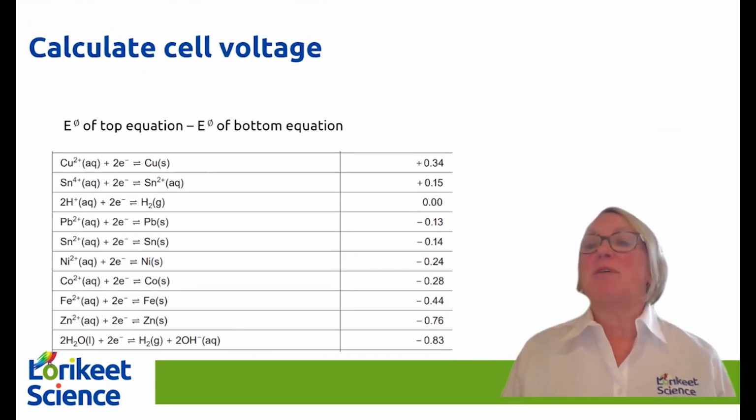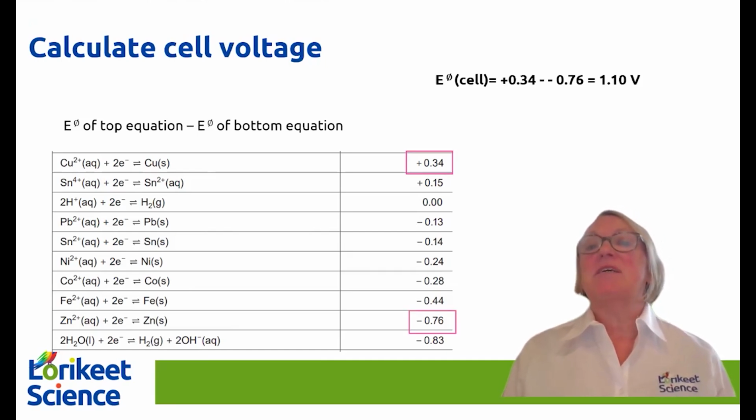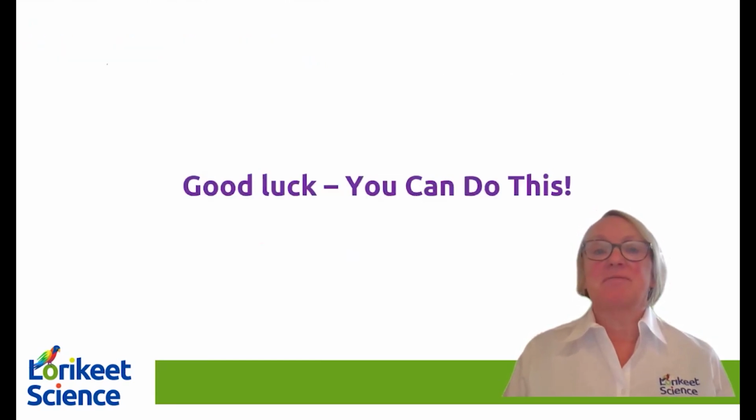Finally, a common question is to calculate the cell voltage. We need the E0 of the top equation minus the E0 of the bottom equation, and the E0 values are given in the electrochemical series. So the E0 of the cell is 0.34 minus negative 0.76, which is 1.10 volts.